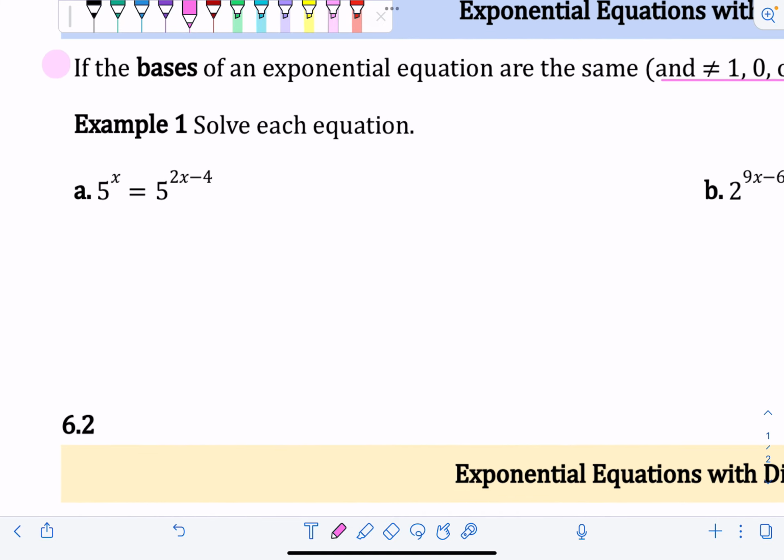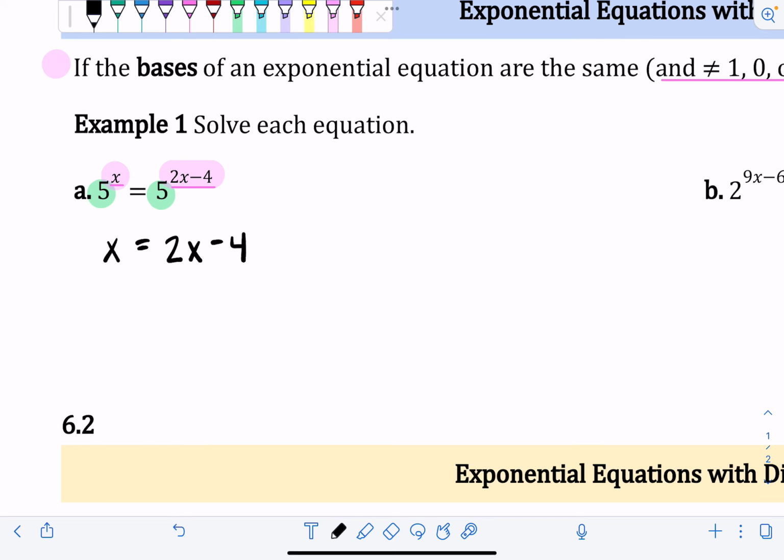For 1a, it's 5 raised to the x power equals 5 raised to the 2x minus 4. You can see both the bases, the bigger number below the exponent, are the same. They're 5 and 5. So if both the bases are the same, then in order for the equation to be true, meaning each side actually does equal the other, the exponents have to equal each other. To figure out what x makes that work, we just set the exponents equal to each other. So we would do x equals 2x minus 4.